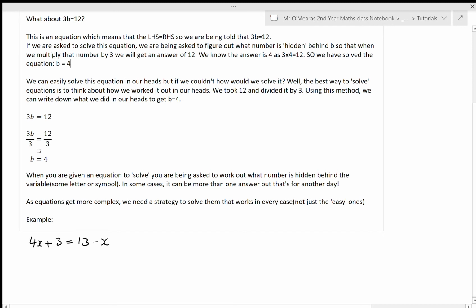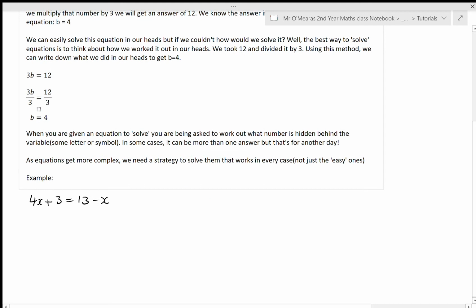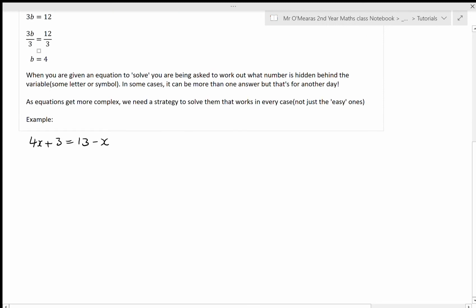So we divide both sides by 3. You end up then with b equals 4. Ultimately, you're trying to finish off by saying the unknown variable, b or x or y or z or whatever, equals some number. So b equals 4. We have solved this equation. As equations get more complex, we need a strategy. So we're just going to do a more complex example here, and walk through how you go about solving that.